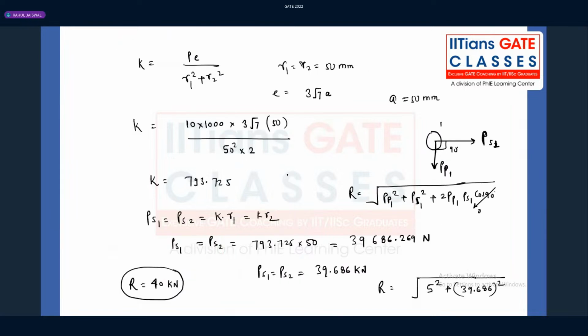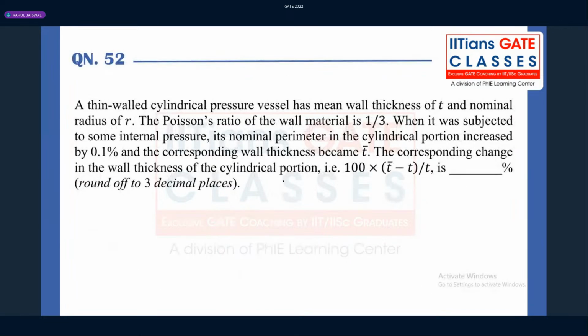I hope that you understand this particular session, whatever the things we have done here regarding this particular set 1. In our next session, we are going to cover the same strength of material and machine design for GATE 2022 set 2. Before that, we will see again this particular problem.